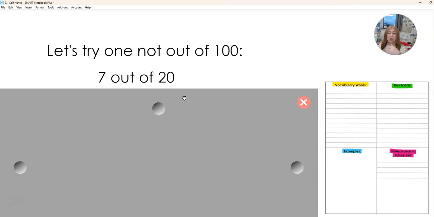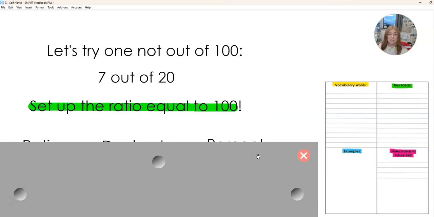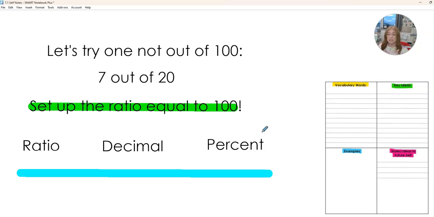So let's try one that's not out of 100 to start with. We're going to do 7 out of 20. And we want to remember to set up the ratio equal to 100, that mystery 100 number. So we're going to write the ratio, the decimal, and the percent. The ratio starts as 7 out of 20, but we want to make it out of 100 to make the rest of our work easy. So how do I get from 20 to 100? We're just making those equivalent ratios again.